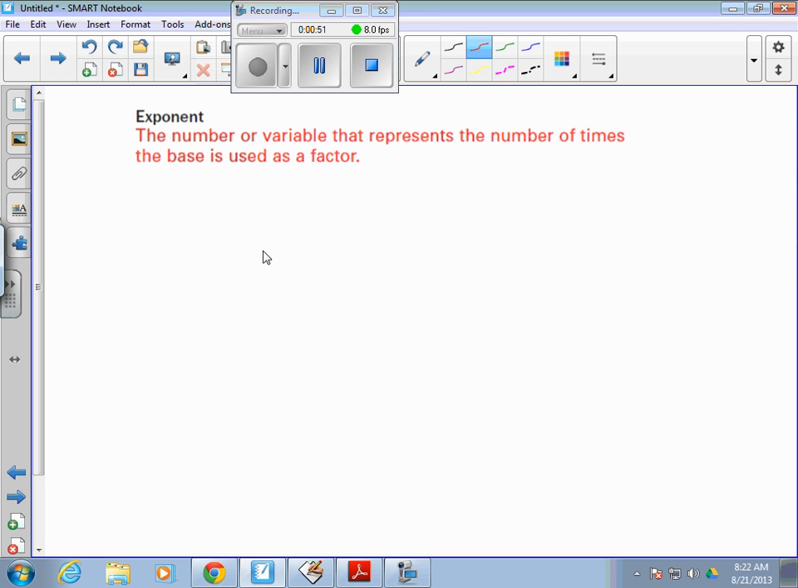The exponent is the number or the variable that represents the number of times the base is used as a factor. Again, 2 to the third power, the exponent is the small number that's raised up. Most people are familiar with that. It's how many times the base is being multiplied by itself. Don't confuse this as meaning 2 times 3. That's the most common mistake I see. 2 to the third power means, again, 2 times 2 times 2.